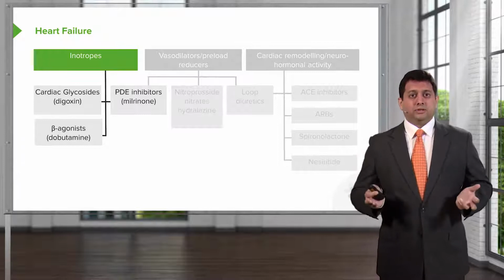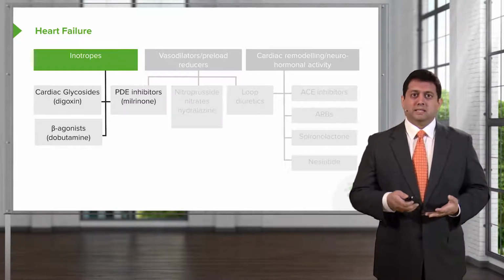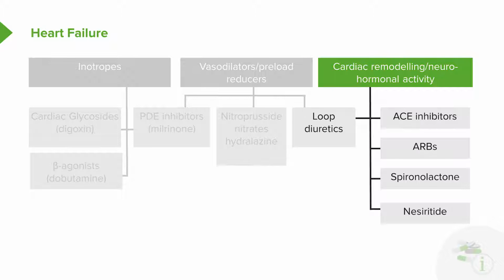We can use inotropes, and those inotropes include cardiac glycosides, beta agonists, and PDE inhibitors. We can use vasodilators like the PDE inhibitors, nitrates, and the loop diuretics, and we can use classic cardiac remodeling agents like loop diuretics, ACE inhibitors, ARBs, spironolactone, and the new steroid.